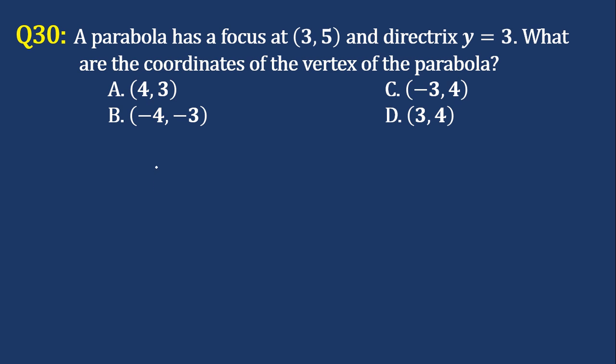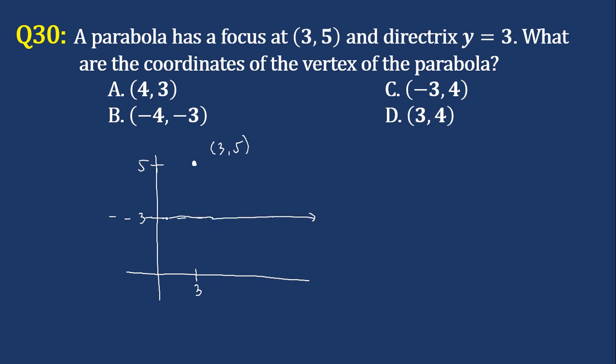So, let's create a Cartesian plane. Let's say this is 3 here. Let's say this is 5 here. So, this is now the focus of the parabola. So, that's 3, 5, right? Let us also graph y equals 3. Let's say this is 3 here. So y equals 3 is this line. So this is the directrix, y equals 3.